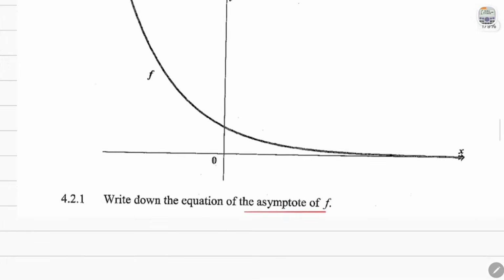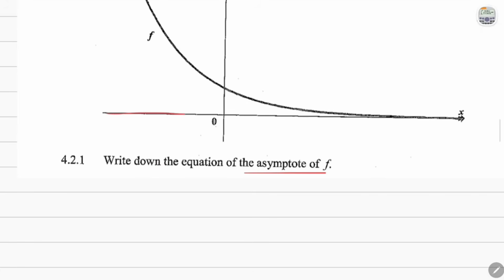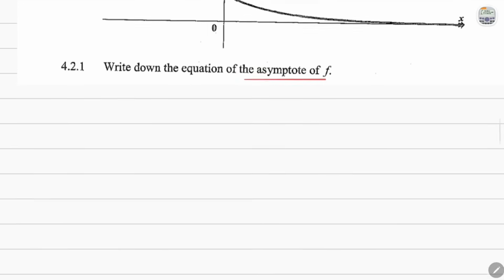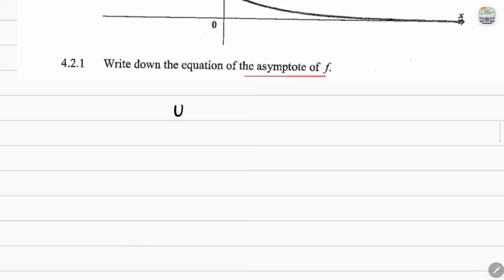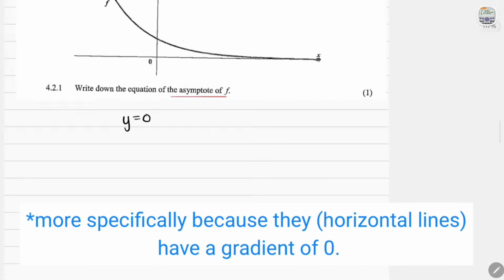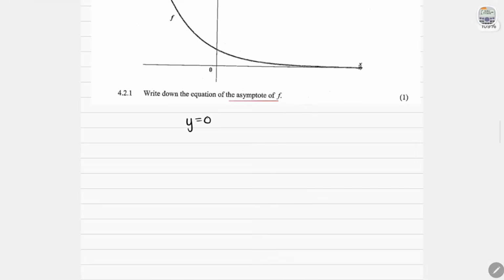Now it's a horizontal line. The way you write the equation of a horizontal line is you start with y is equal to, because horizontal lines pass through one particular y value. They have multiple x values, x values all through, but one particular y value. So the equation of that asymptote is y equals 0. And that is our answer. Moving on to the next question.